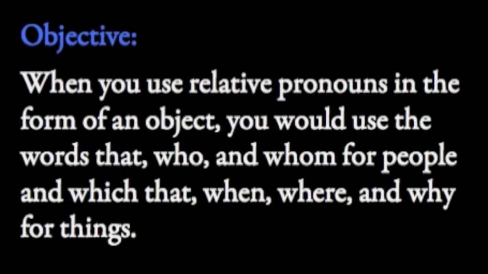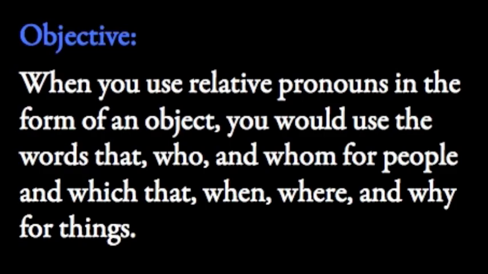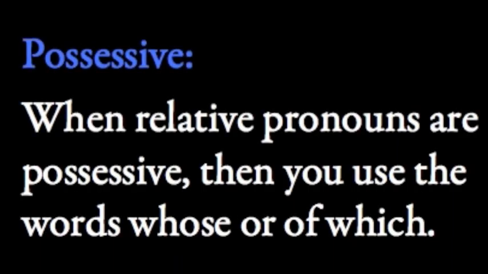When you use relative pronouns in the form of object, you would use the words that, who, and whom for people. Which, that, when, where, and why are for things. When relative pronouns are possessive, then you would use the words whose or which.